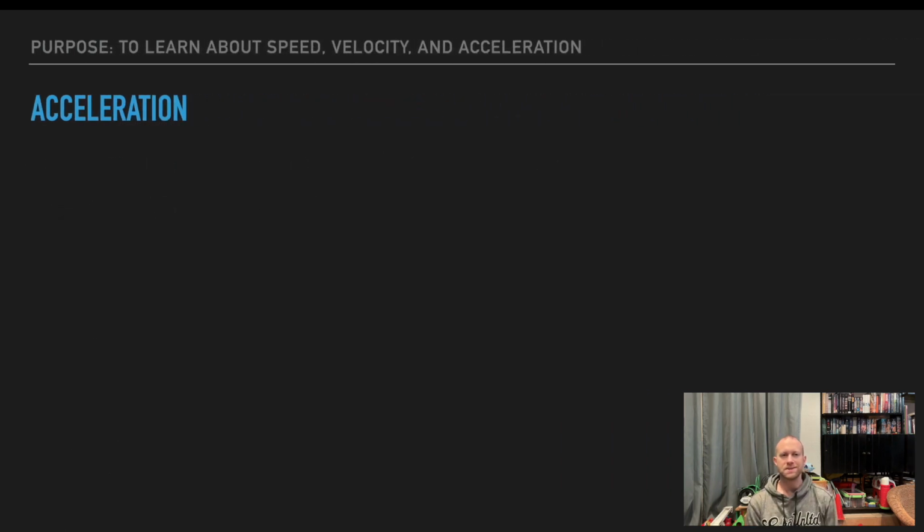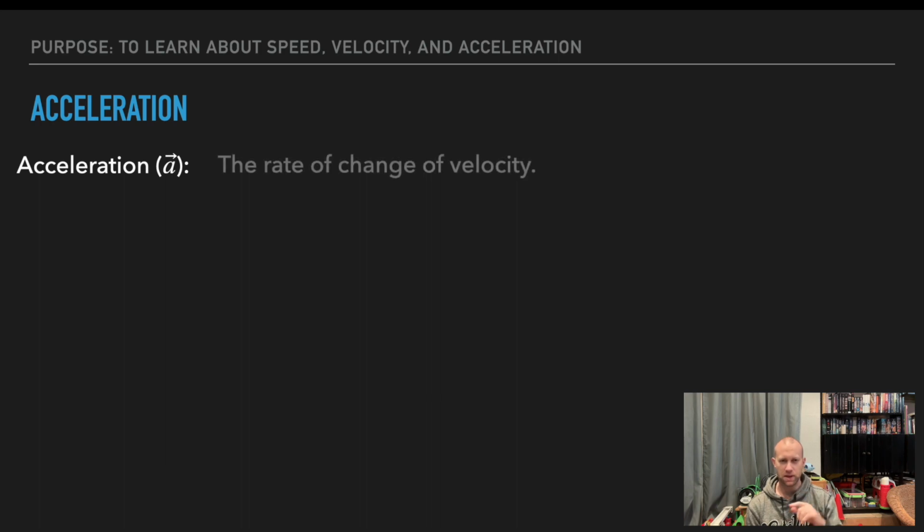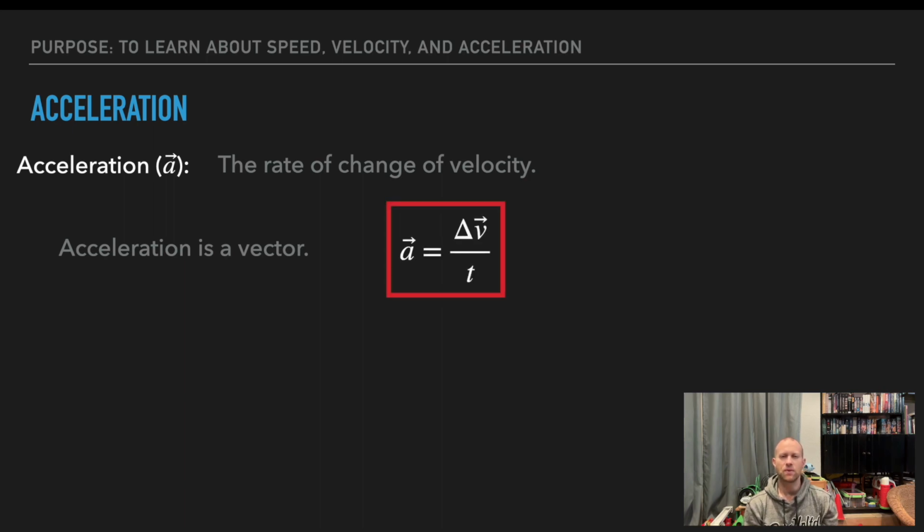Last on our list of things to learn today is acceleration. So acceleration written as a with a little arrow on top. This is the rate of change of velocity. So as indicated with the little arrow, this one is a vector. And here's how I write this equation.